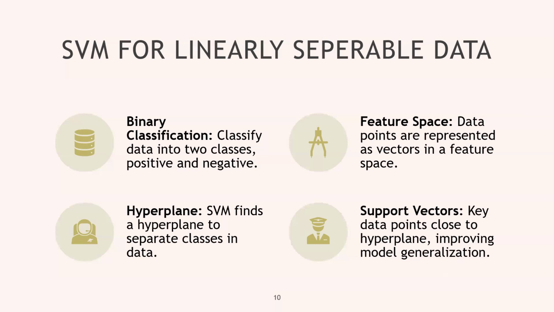The second functionality used for linearly separable data is feature space. In this case, the data points are represented as vectors in the feature space. It is located as in a graph structure, and each point is located as a vector, so that from those vectors we're going to divide them by using a hyperplane. The third functionality is the hyperplane, as I discussed in the second functionality. The hyperplane divides the classes into two parts. Coming to the fourth functionality, which is support vectors: the key data points close to the hyperplane improve the model generalization.